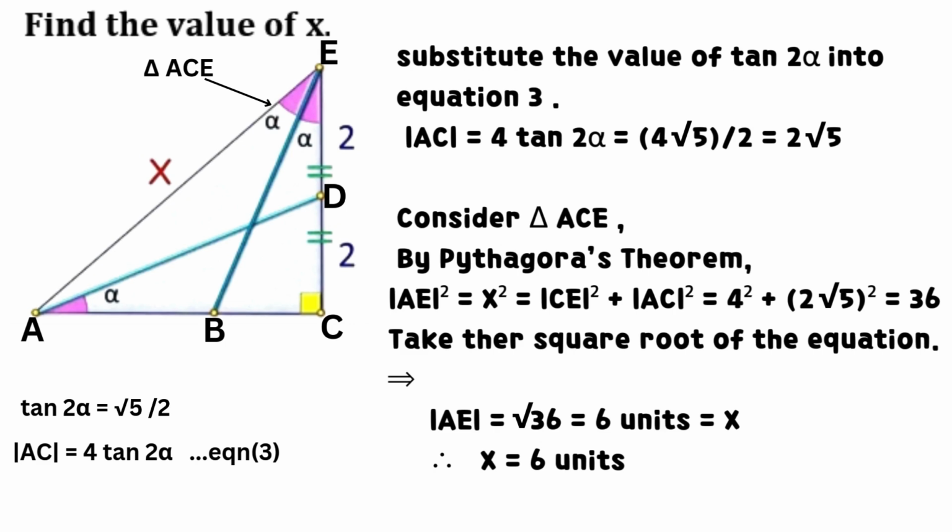Take the square root of the equation. It implies that the length of line AE equals the square root of 36, which equals 6 units. The result is equal to x. Therefore, x equals 6 units.